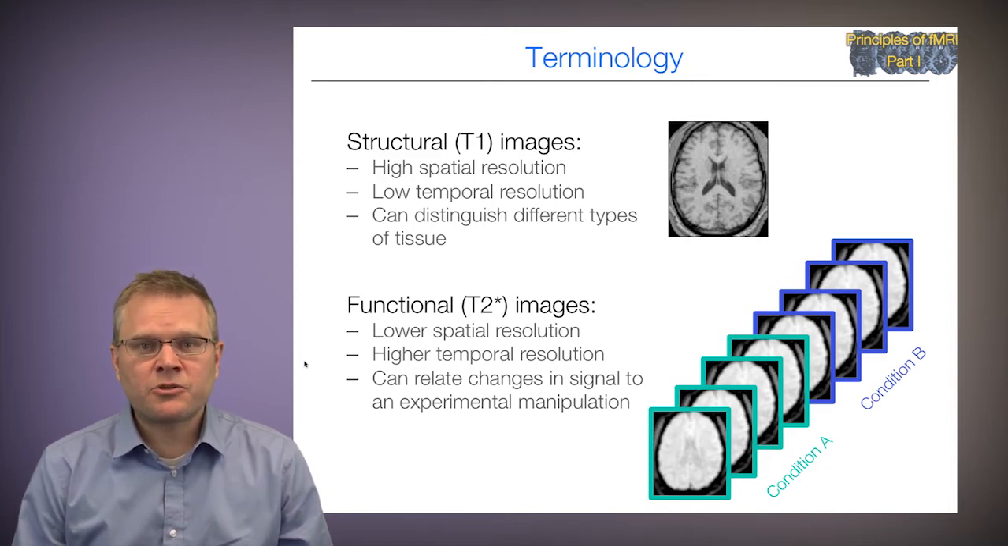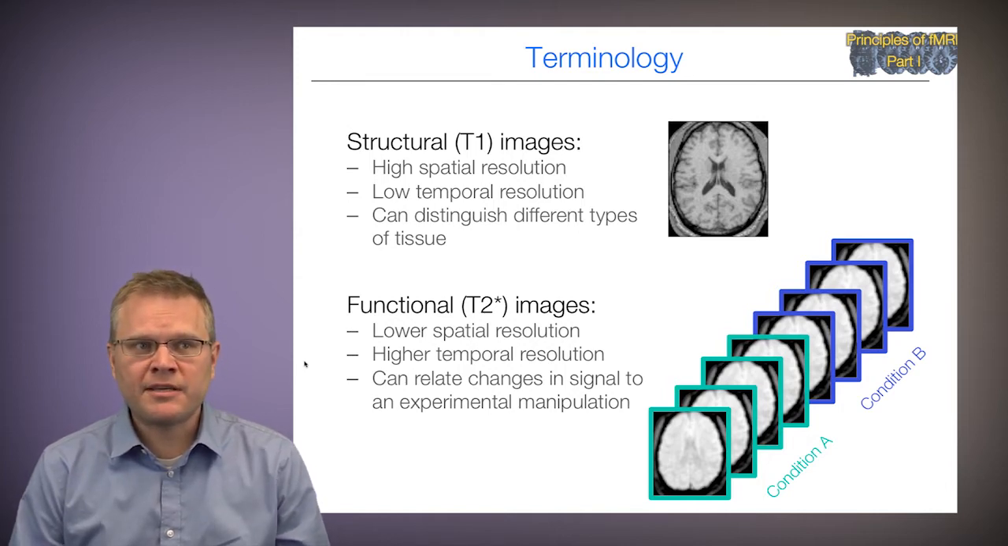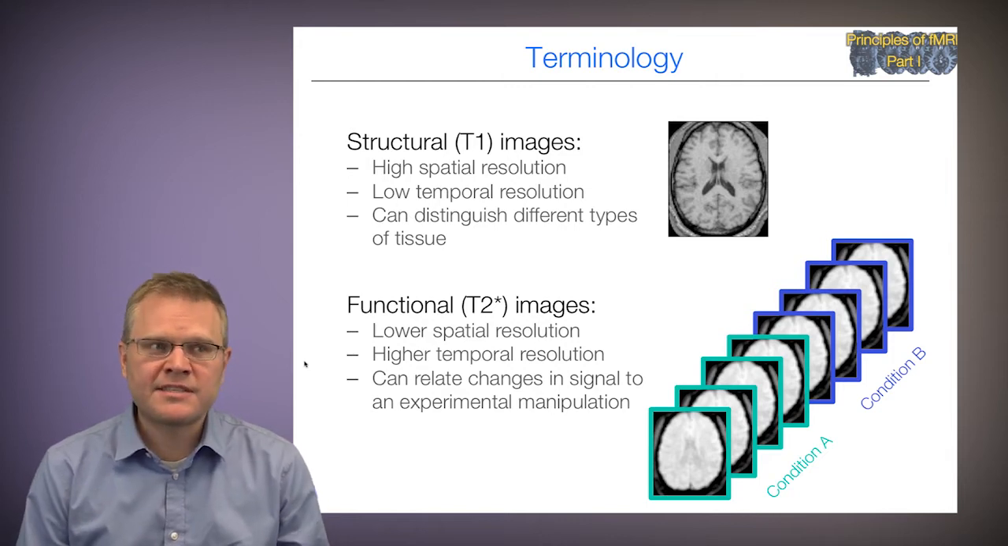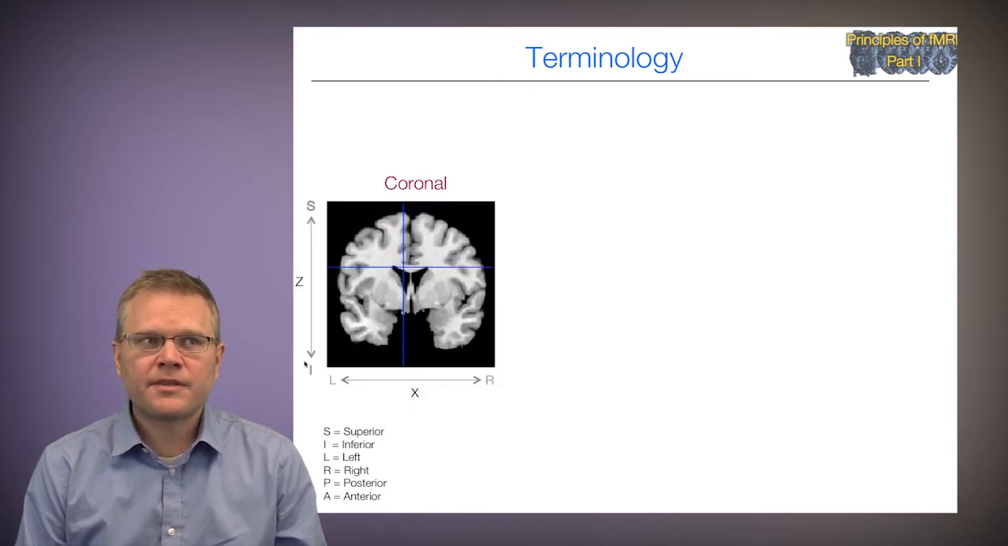In our last module, we gave this little example where you were finger tapping, which might be condition A, and then you're resting, which could be condition B. So you have measurements under both conditions, and then we might want to look at the differences in signal between these two different conditions. That's something that we can do with functional images.